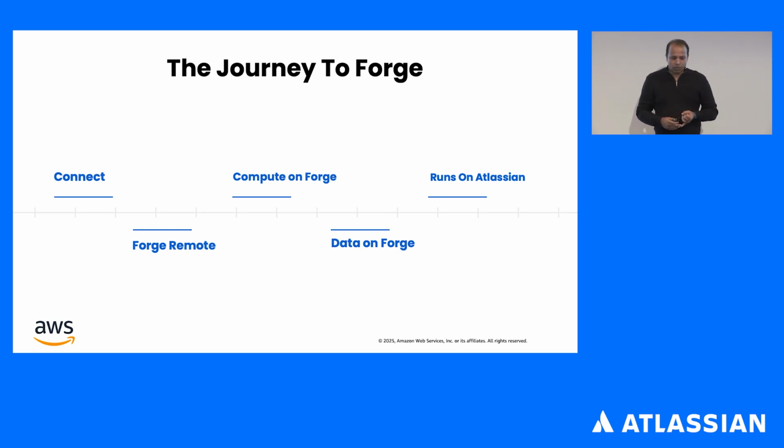Next step is compute on Forge. This is when you are going to move your business logic closer to Atlassian products. When we talk about compute, recently Atlassian has also announced long-running compute. It's still in preview, but I think it's important for most developers if you have long-running tasks that you want to run on compute. Obviously, after compute, the next step is migrating your data or your storage to Atlassian, which is what we call data on Forge. And then the last one is when you have the complete app running completely on Forge, which is Runs on Atlassian.